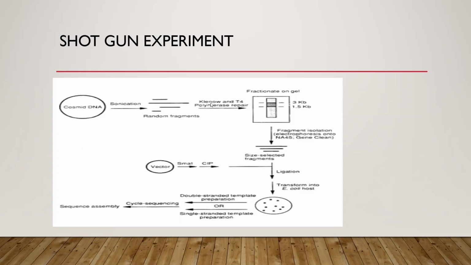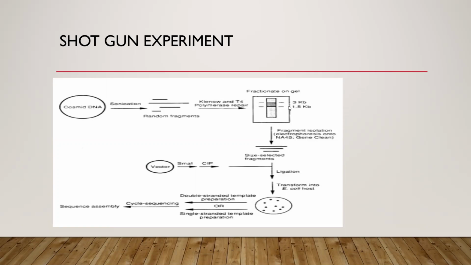Okay, next you can observe, add the T4 polymerase. It can be used for the DNA fragment repairing process. Okay, it is the catalyst. Next step, the agarose gel electrophoresis technique.